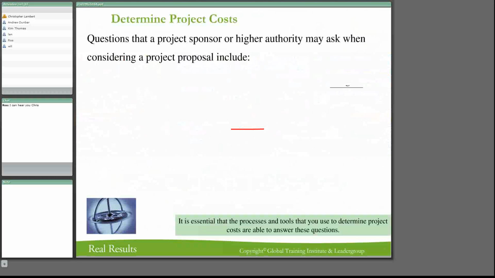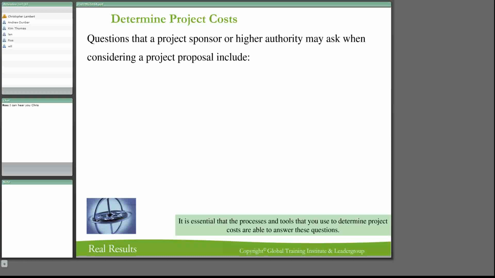And the first thing that I want to talk about is to determine the project costs. The questions that a project sponsor will ask, or a higher authority may ask when considering a project proposal, may include some of the following. It is essential that these processes and tools that you use to determine the project costs are able to answer these questions. Okay, so here are our questions.